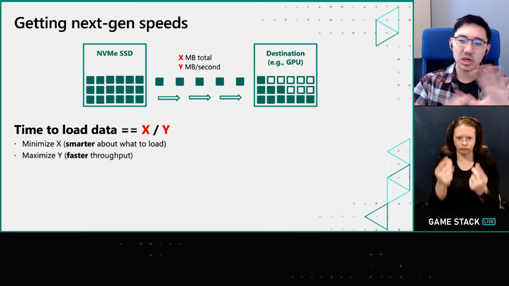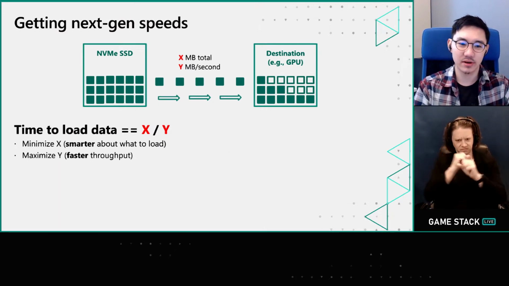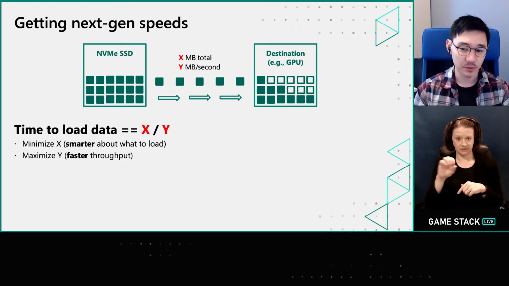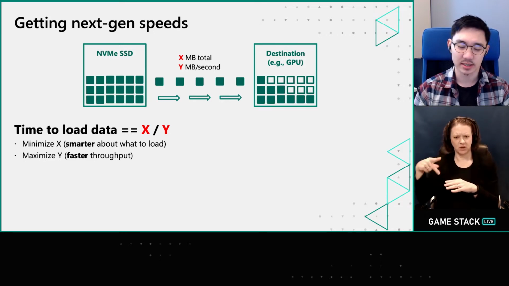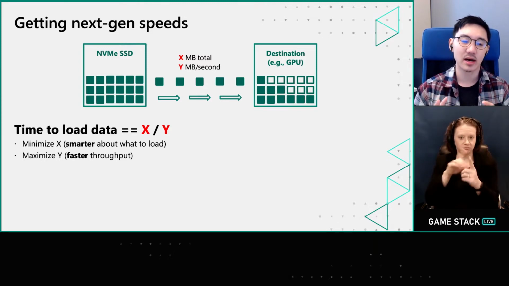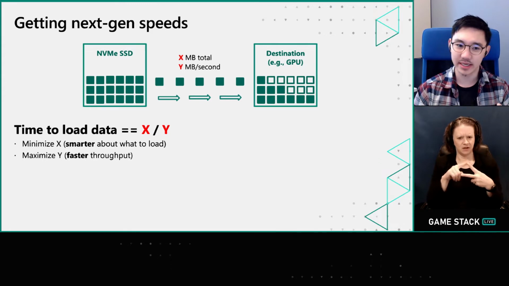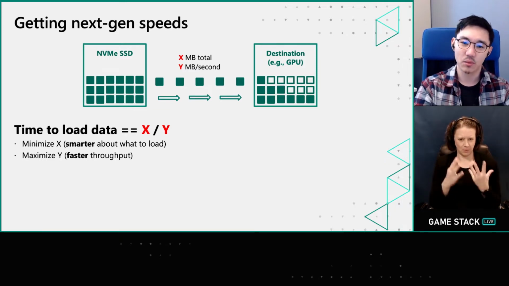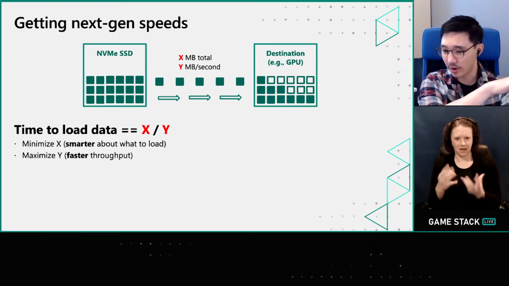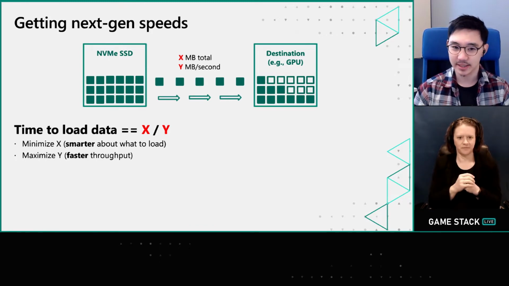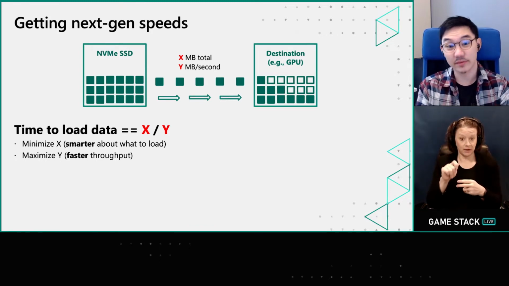Let's take a look at, at a high level, how the data flows. On the left side here, you have an NVMe SSD. On the right side, you have the destination, an example being a GPU. I use a GPU as the destination because a lot of the data that we want is destined for the GPU. There are two factors that feed into the time it takes to load. X here on the screen is X megabytes total, which is how much data you want. And Y megabytes per second is the rate at which you can transfer from point A to point B. That means the time to load the data is X over Y, the amount of data over the rate of data being transferred.